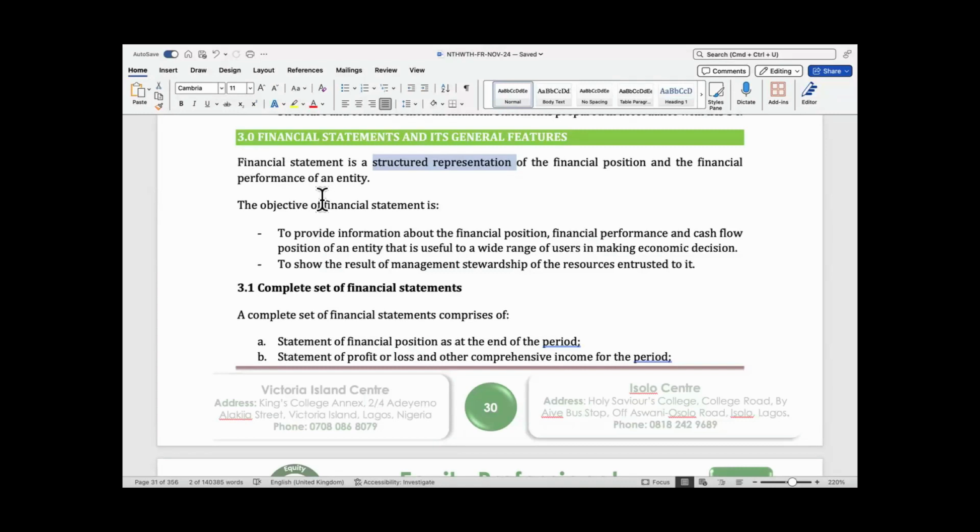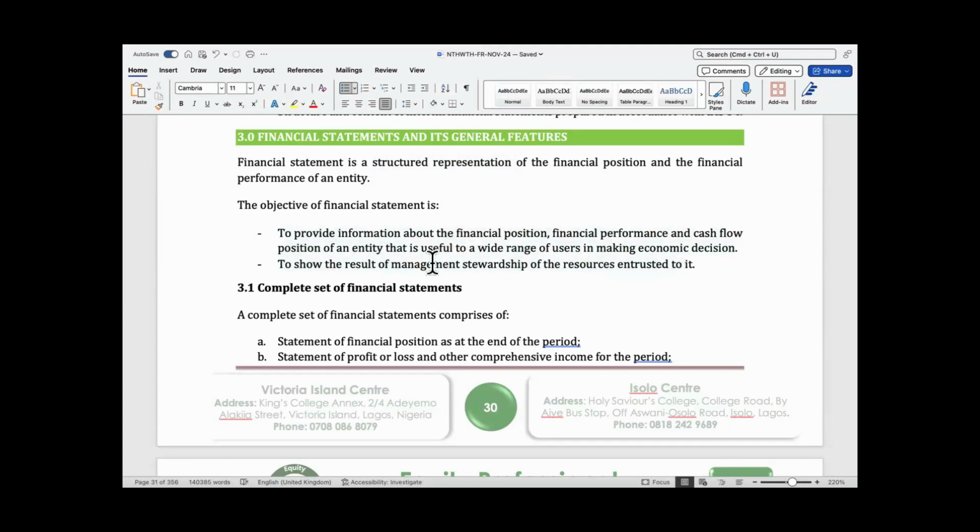Sorry. So as I was saying, a financial statement is a structured representation of the position and the performance of an entity. And the objective of a financial statement is similar to what you have learned under the conceptual framework. It's just to provide information about position, performance, and cash flows to be useful to users. And also it shows the result of management stewardship.